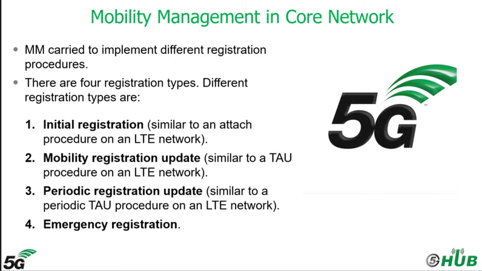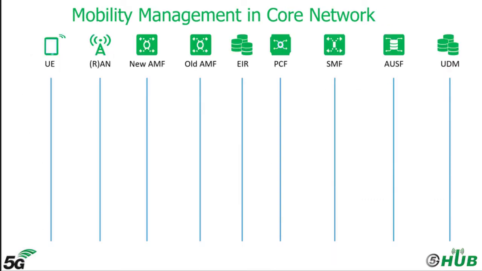Now, if we need to talk in more detail about the mobility management scenario in 5G core network, now you can see different nodes: user equipment, RAN, a new access mobility function, old access mobility function, and some other functions related to the store of the subscriber data, session management function, authentication function, and policy charging function. Now let's see how this procedure will start.